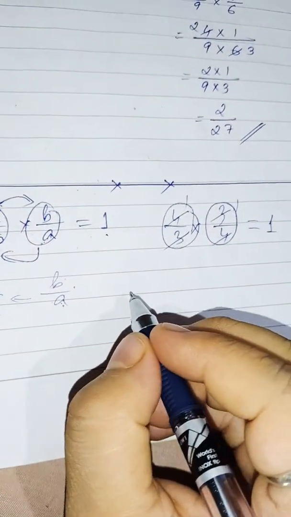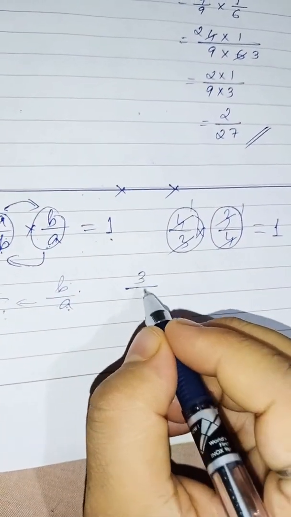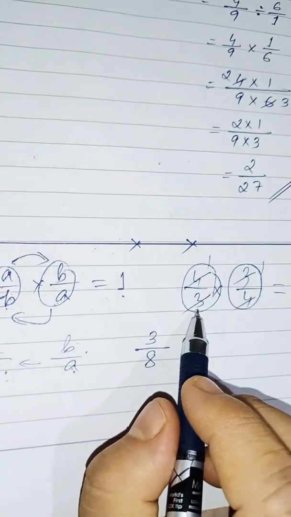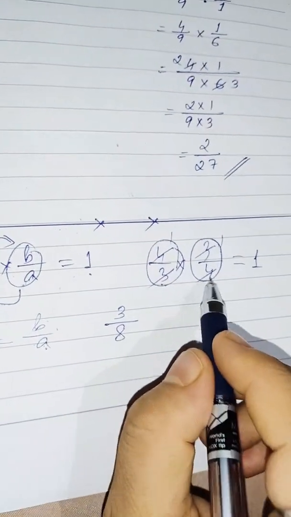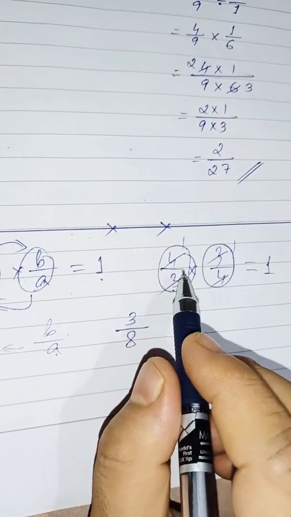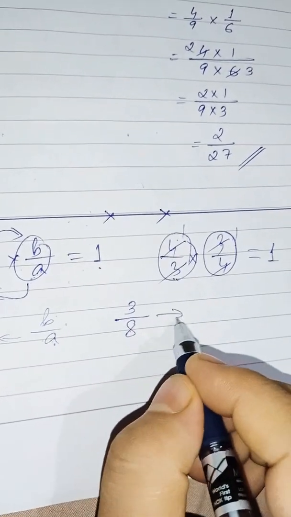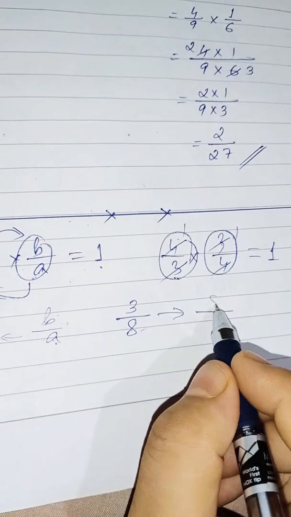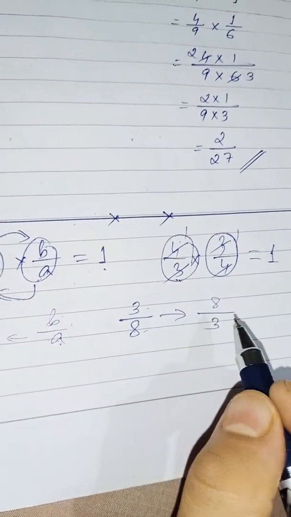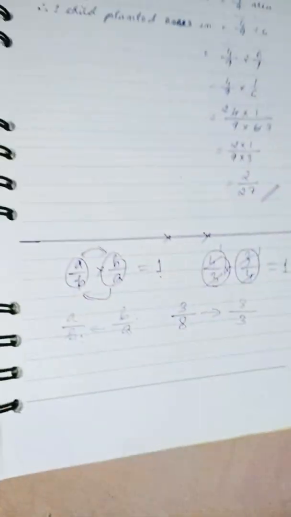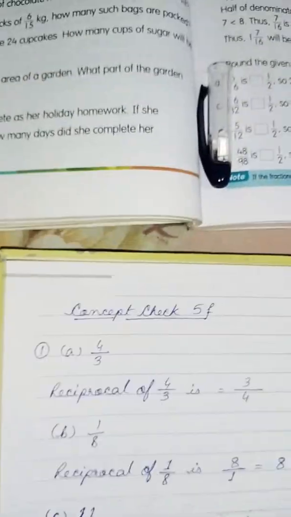So when I ask you to find the reciprocal of a fraction, say 3 by 8, reciprocal means the same numbers but in a different order. The numerator becomes the denominator and the denominator becomes the numerator. Similarly, the reciprocal of this will be the same: 8 will become the numerator, 3 will become the denominator. That is how we find the reciprocal.